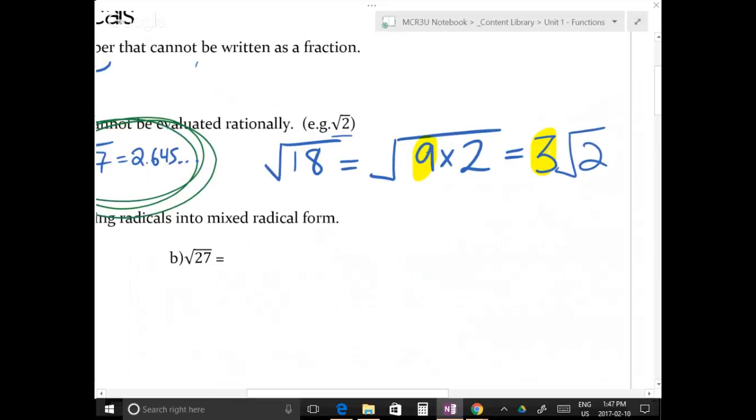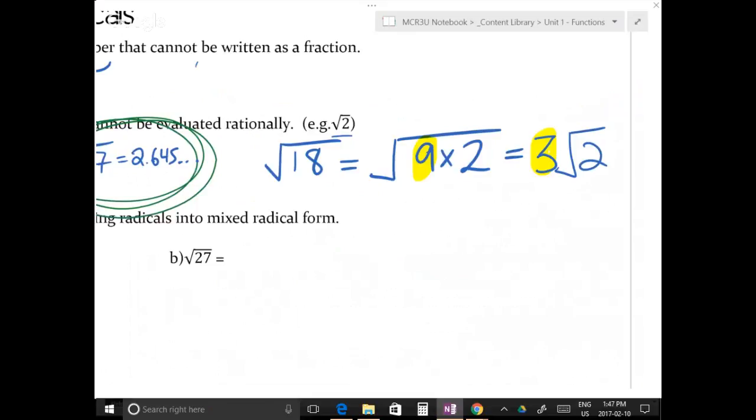And I want you to test that. On your calculator, I want you to take the square root of 18, what the number gives you, and then take 3 times the square root of 2. Confirm that. Make sure those are the same number. It's the same. Good. That's good, because if it wasn't, I would be screwed. I would have had no idea what to do.